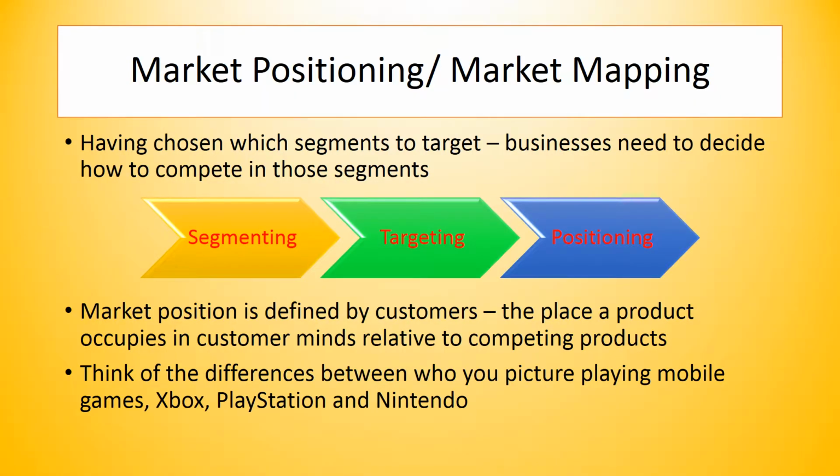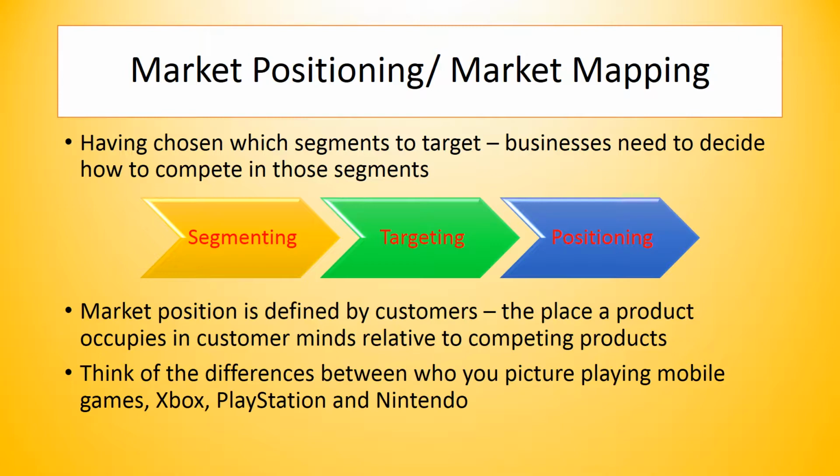So to start us off, now that we've looked at segmenting and targeting, the next thing we need to look at is positioning. We've segmented, so we've broken down the market and decided where our products fall. Then we've targeted, so we've found the people that will buy our products. And now we've got to decide, where do we lie compared to our competitors? Having chosen which segments to target, businesses need to decide how to compete in these segments.